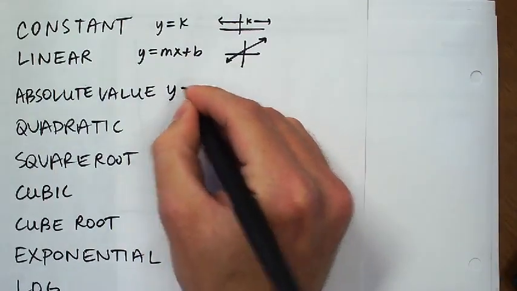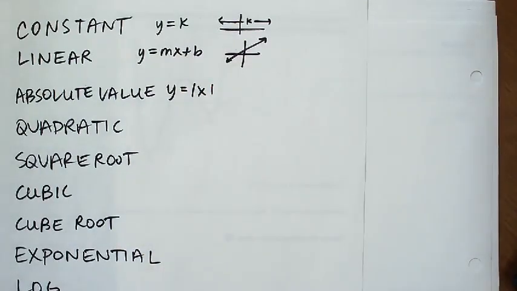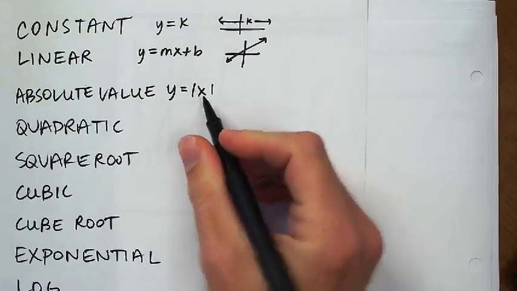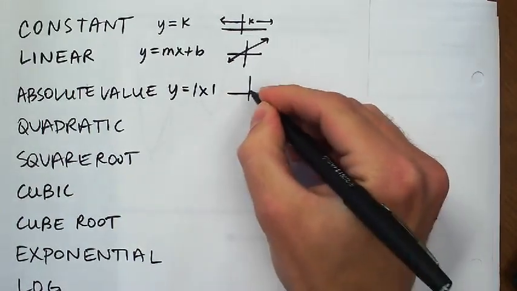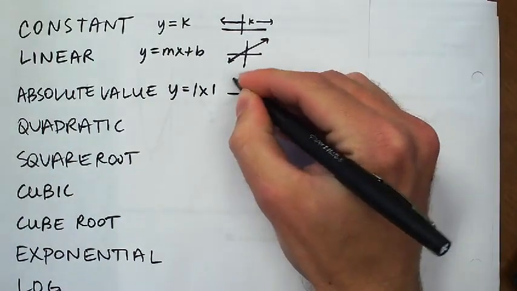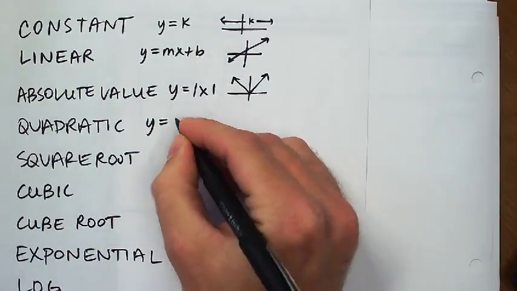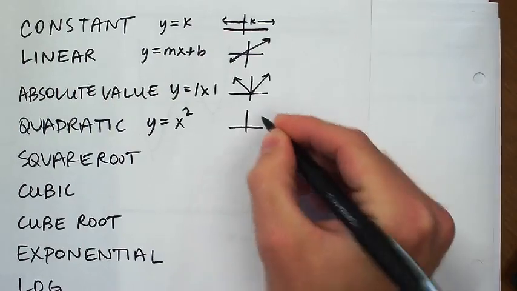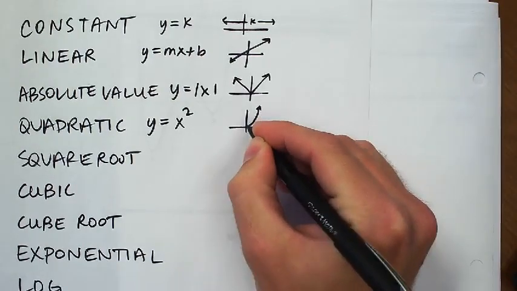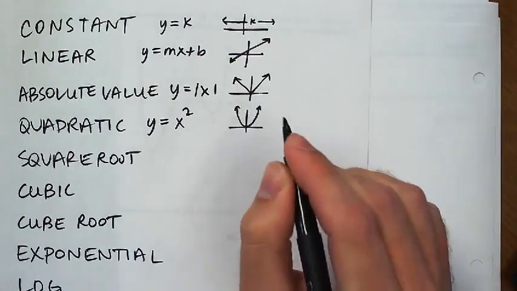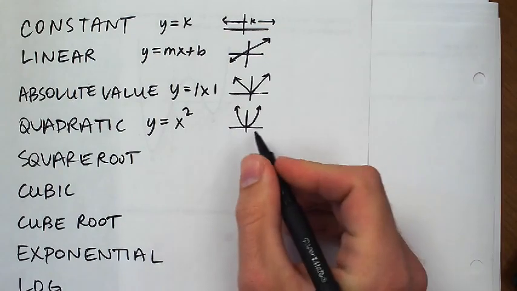Absolute value, for any of these where we could make them as complicated as we want, I'm just going to go with the parent function. Y equals absolute value of x, that makes a v. With quadratic, I'm just going to do y equals x squared, but it's ax squared plus bx plus c. This is another one that we're very familiar with. We're just going to go up like that and make a parabola.